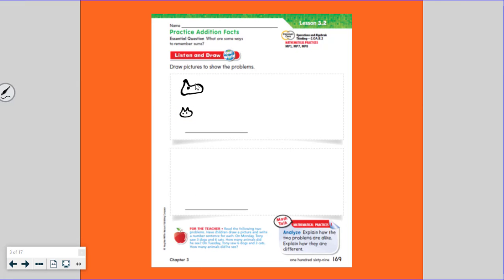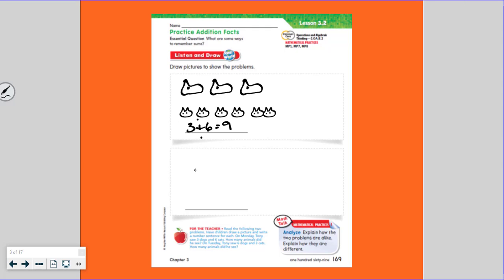All right, so he saw 3 dogs, right? So 1, 2, 3. And he saw 6 cats, right? 3, we need more, 4, 5, 6, right? Okay, so he saw 3 dogs plus, come on, what's going on with you, buddy? Plus 6 cats, right? How many animals did he see? He saw 9 animals in all.